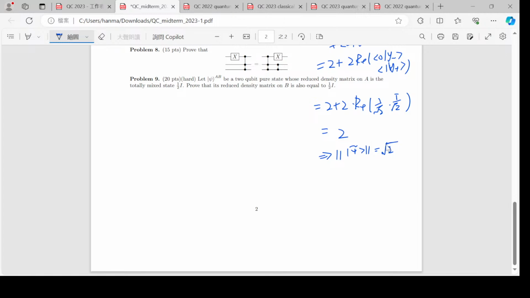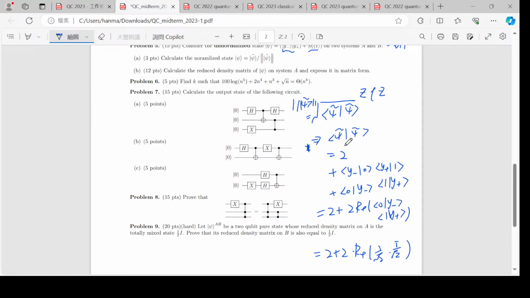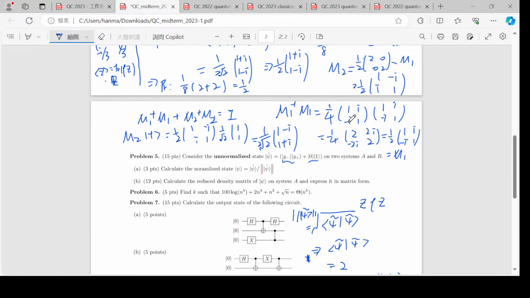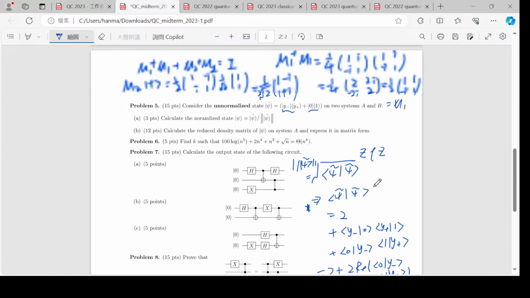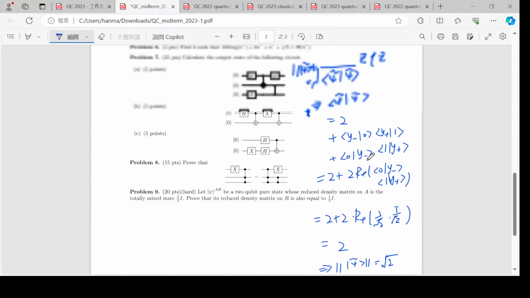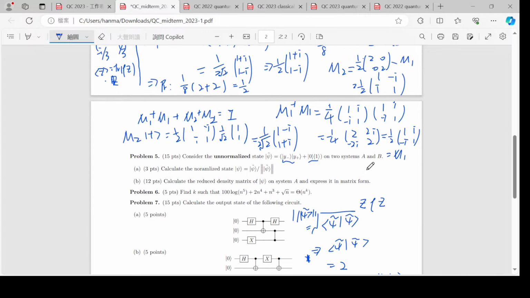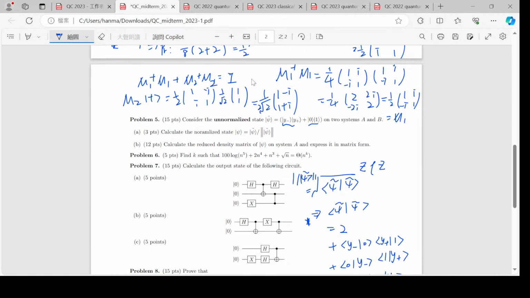Do I do this correctly? I think so. Okay. Anyone finding any mistake in the calculation? Okay, so the norm is square root 2. And then we want to find the reduced density matrix. So psi is just this thing times 1 over square root 2. We can kind of forget the square root 2 for now.